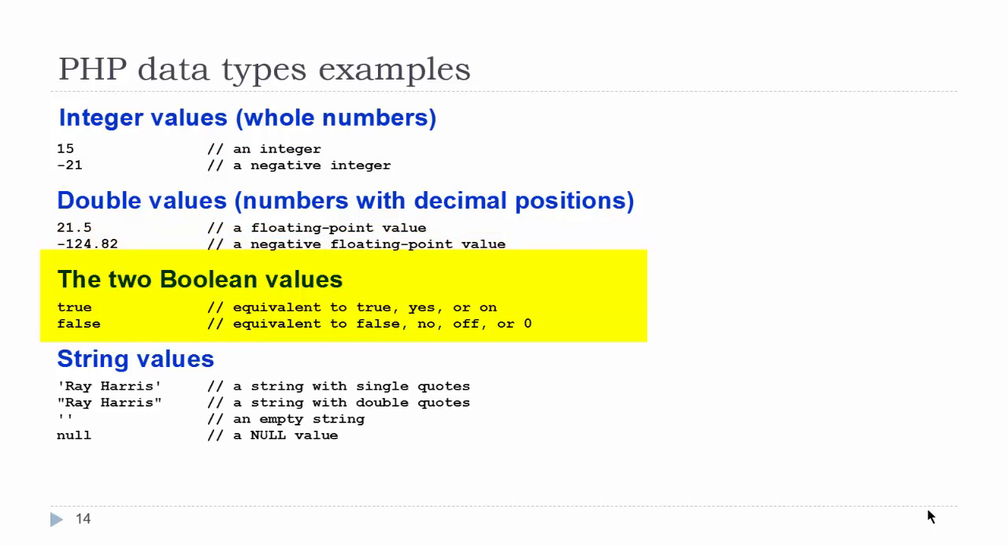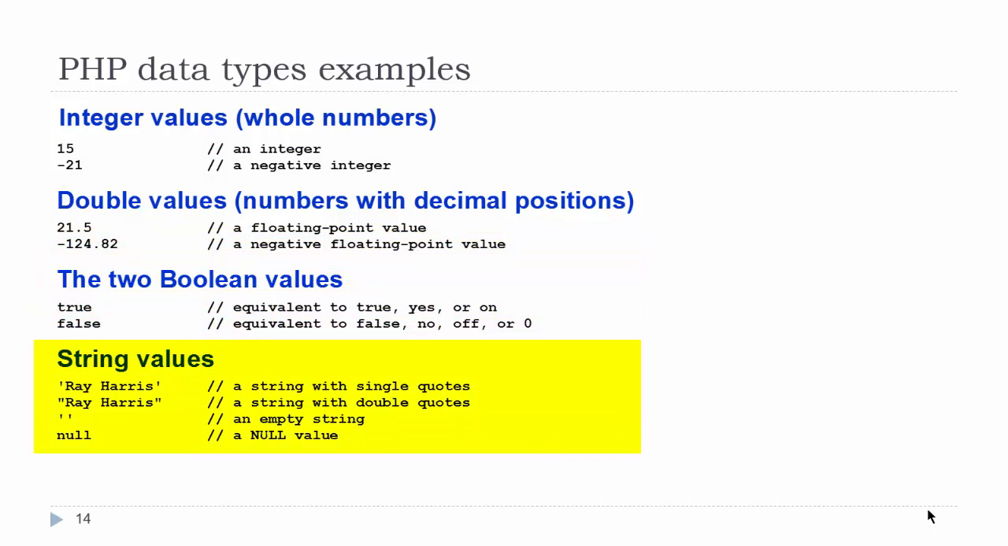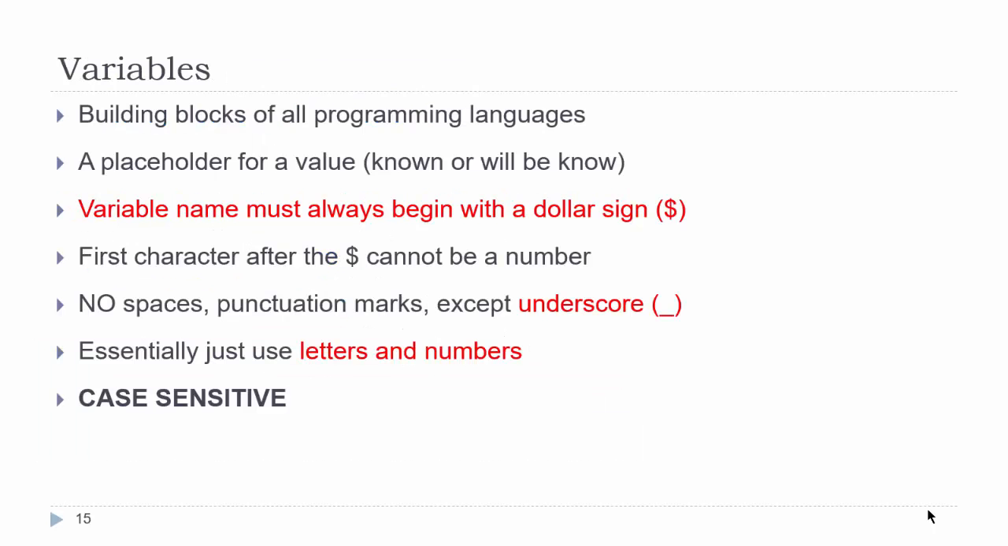We have Boolean true-false. We have strings. Strings can be indicated with a single quote, a double quote. We also have an empty string and a null value. Variables are the building blocks of all programming languages.